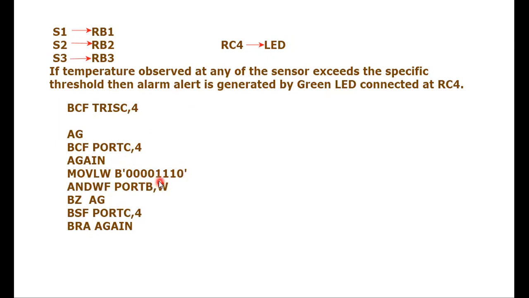And why we are doing so: if you closely observe these three pins, RB1, RB2, RB3, pin number 1, pin number 2, and pin number 3 are involved. So these three bits are high, 1, 1, 1. There is no RB0, that is why the 0 pin is 0. And then the 4th, 5th, 6th, and 7th bits are also 0. So this 8-bit binary value is moved inside the working register.